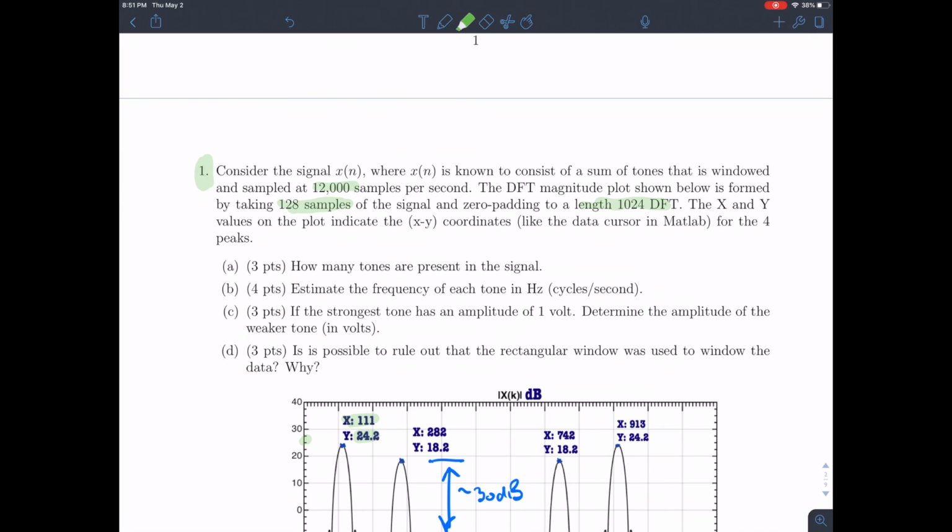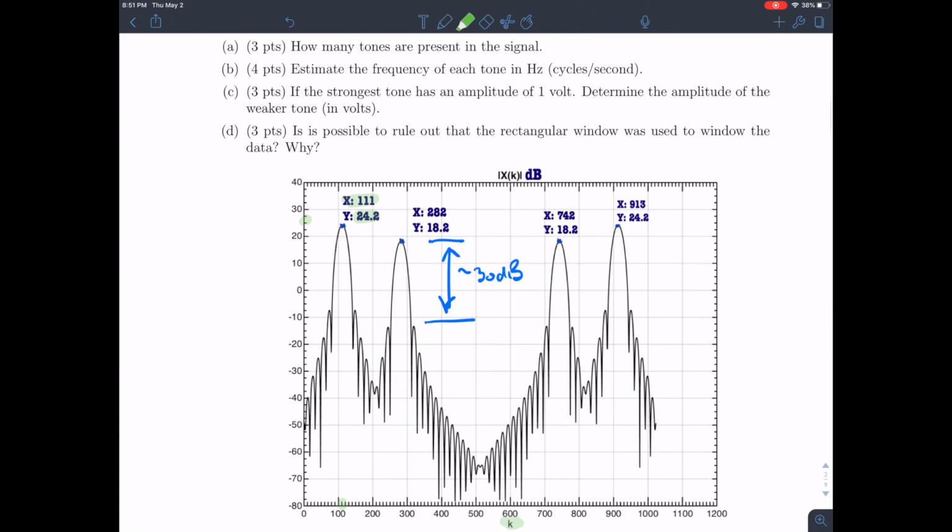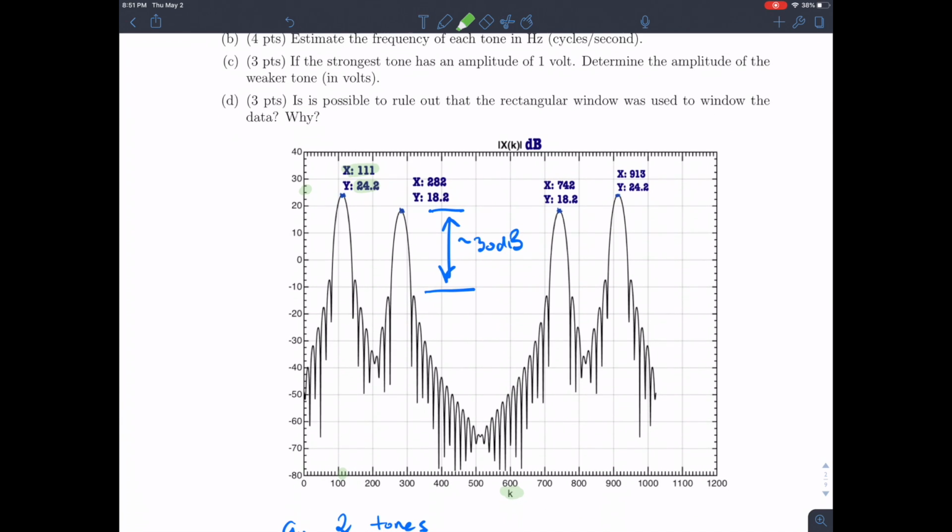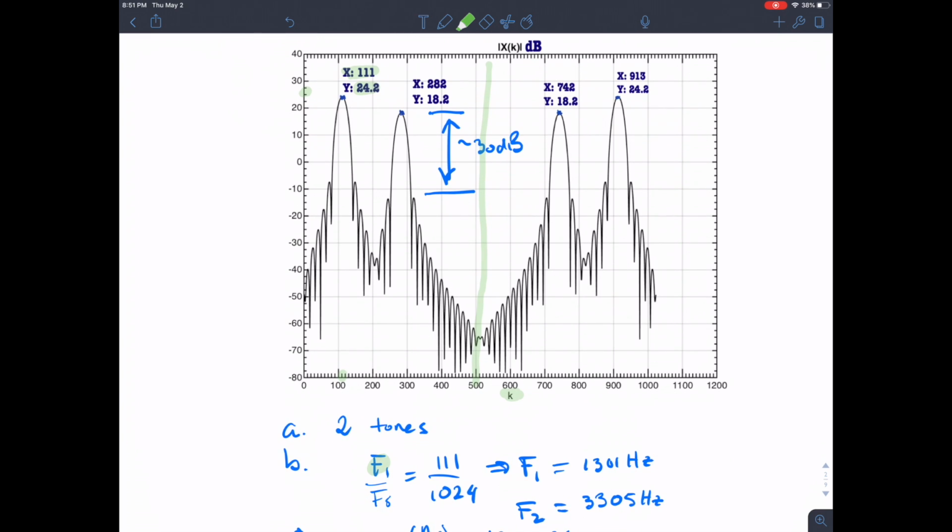The first question is, how many tones are present in the signal? What we see here is 4 tones, but we know that FFTs are symmetric about n/2. So this first half of the FFT gives me all the information that I need. The rest is, if you remember from the sampling theorem, just the first replica showing up. So there are 2 peaks here, therefore there are 2 tones.